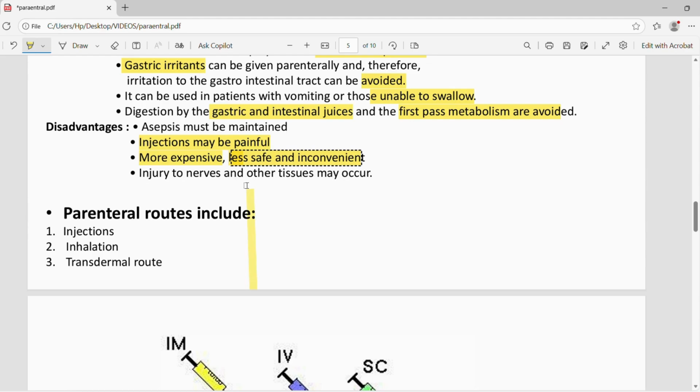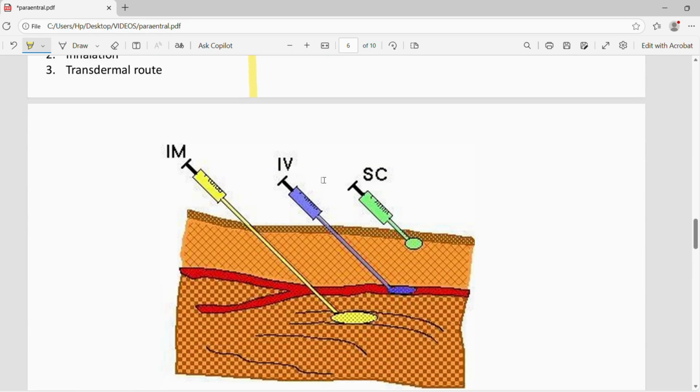Injuries to the nerves and other tissues can occur. As I told you, nerves can be injured or tissues can also be injured because of the needles of the injection.